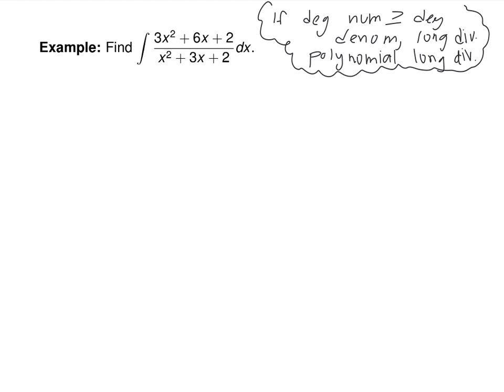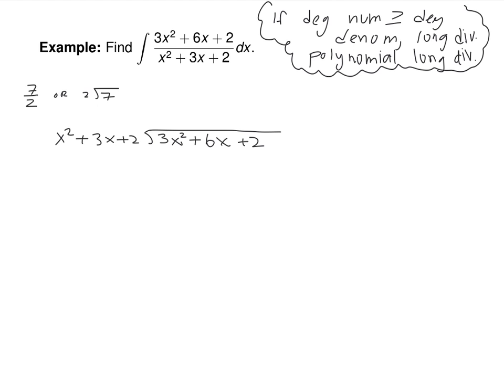So we're going to divide x squared plus 3x plus 2 into 3x squared plus 6x plus 2. It helps me to think about numbers. So for example, if I say, 7 over 2, that's the same thing as 2 goes into 7, just like this. So we're going to have the same thing. The x squared plus 3x plus 2 is going to go into 3x squared plus 6x plus 2.